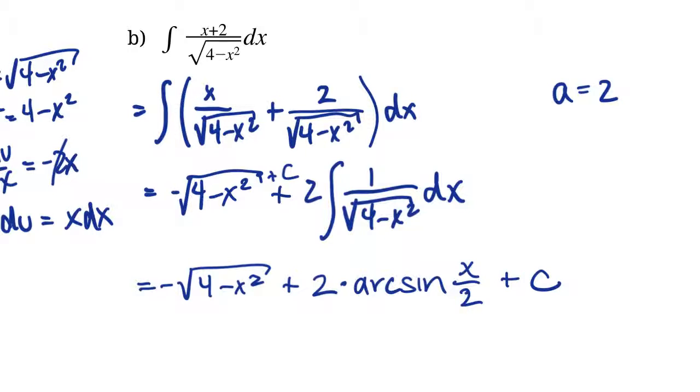We only need to include one c because the c from this part and the c from this part will just combine to get one constant value. There we go. That's it. That's our answer. Nothing too crazy as long as we can identify which type of integration to use for each part.